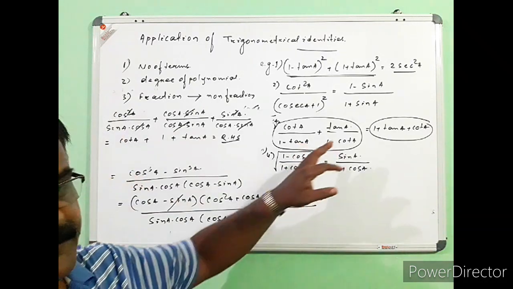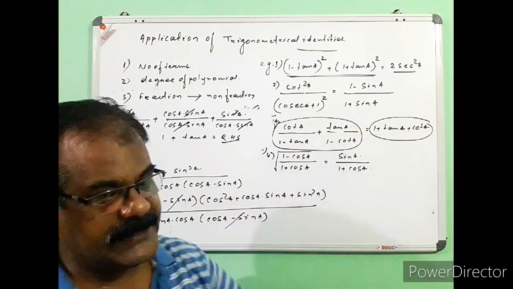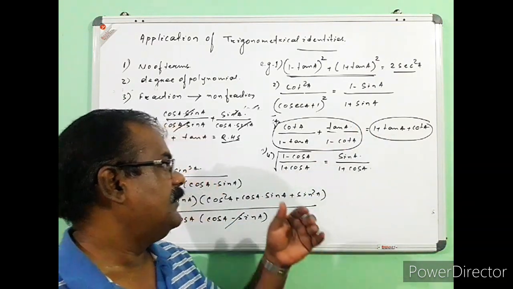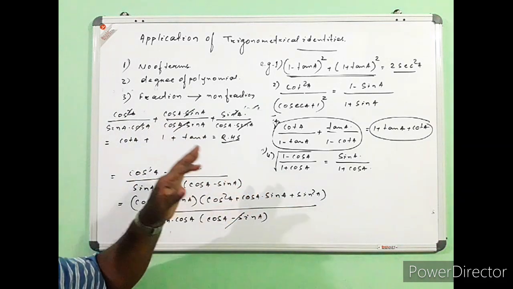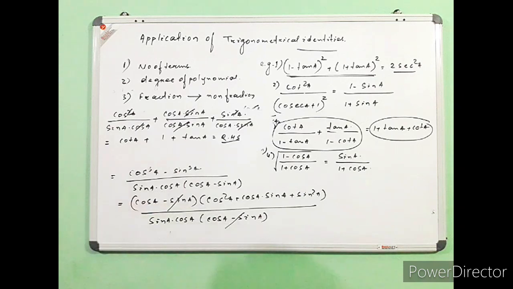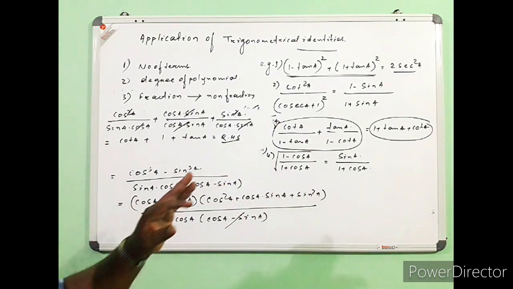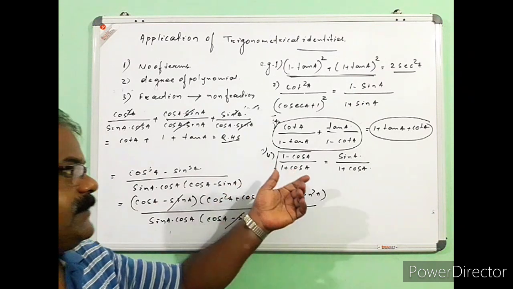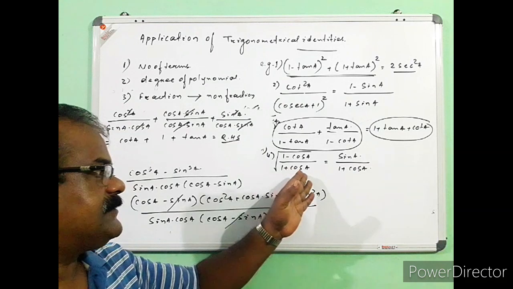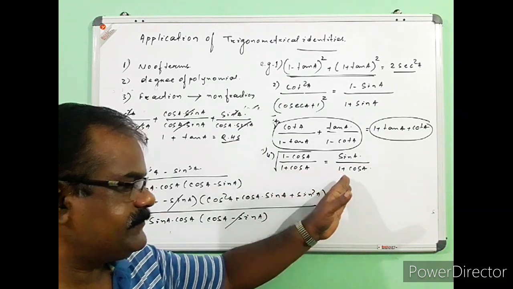Then, three things that we have to remember here: number of terms, degree of polynomials, and whether the terms are in fractions or non-fractions. And the fourth one, as in the fourth example that you must have seen, is that here one is in irrational form, the other one is in rationalized form.